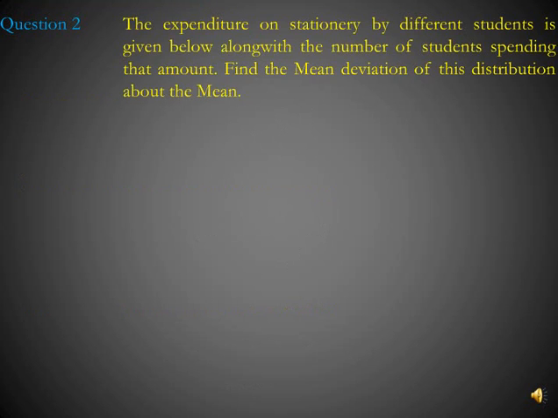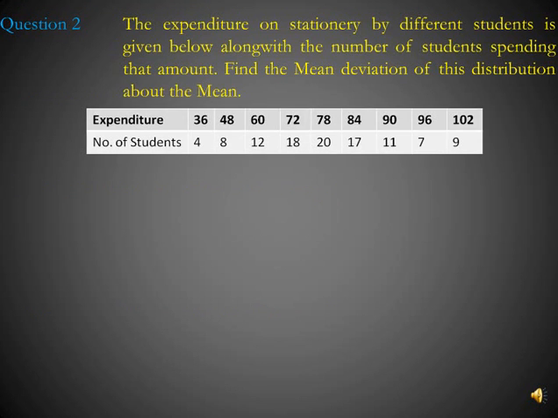Coming to our next question: the expenditure on stationery by different students is given below along with the number of students spending that amount. We have to find the mean deviation of this distribution about the mean. Here is the required table. Expenditure is given in rupees, and the number of students spending that amount is also given.